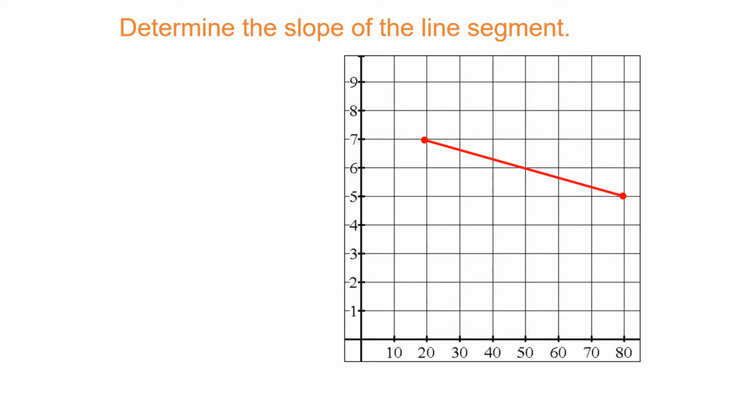Again, take a look at the scale on the axes. This one's counting by tens on the x-axis this time. So I've got to be careful when I draw my triangle. My triangle's going down this time. It's below the line because the line is going down. So I know it's going to be negative.